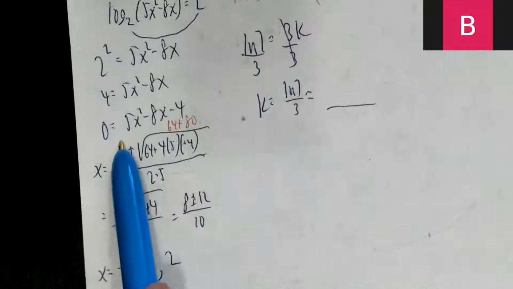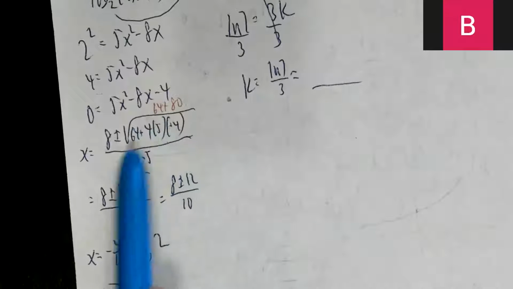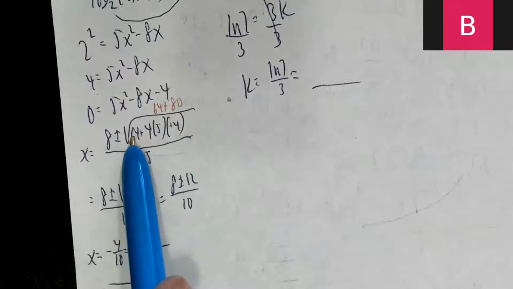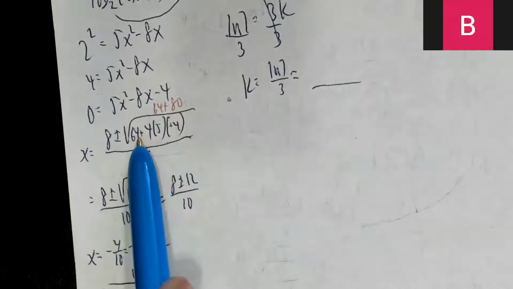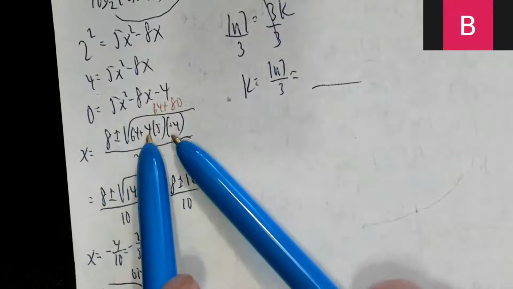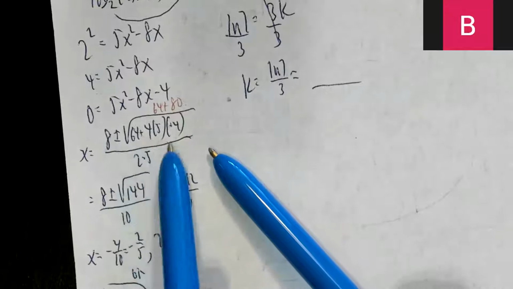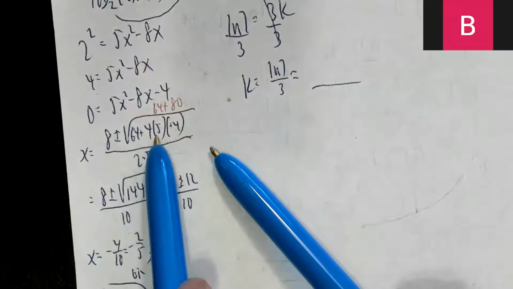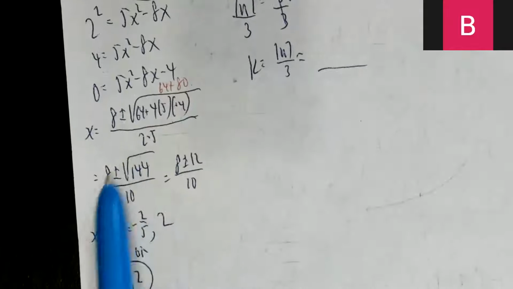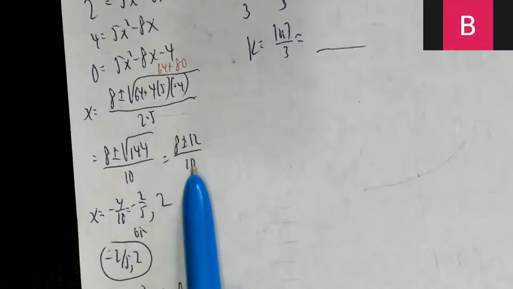Subtract 4. Use my quadratic formula. You may put the quadratic formula on your cheat sheet. So x is negative b plus or minus the square root of b squared, 64, minus, pretend it's a minus, 4 times a, 5 times c, which is negative 4. So that gives me a double negative. That's why I made them positive. All over 2a, 2 times 5. And 4 times 5 times 4 comes out to be 20 times 4, 80. 80 plus 64 is 144 divided by 10. Square root of 144 is 12. So I have 8 plus or minus 12 over 10.